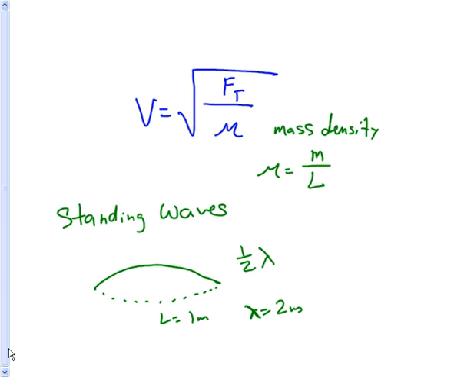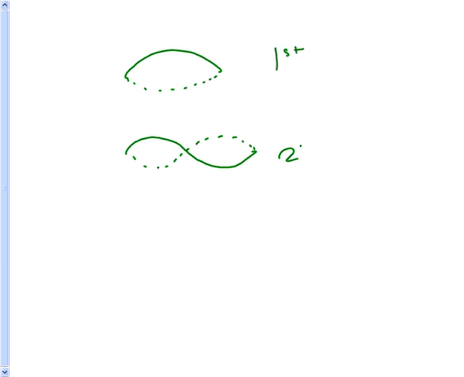Anyway, if that is the fundamental, then we know that we can just carry it on for each harmonic. So this is the fundamental, or the first harmonic. This is the second harmonic. And this would be the third, and so forth. So this is the third harmonic.